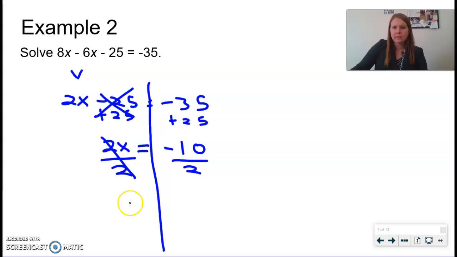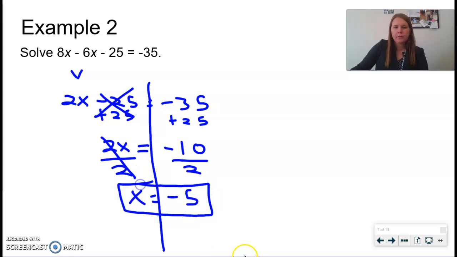2 and 2 cancel, so you're left with x, because 2 divided by 2 is 1. And then negative 10 divided by 2 is a negative 5. Remember, a negative divided by a positive keeps it a negative sign. And that is my solution, or my solved problem for example 2. Okay, take it slowly, step by step. Think about why you're doing each operation so that you understand how to undo them and to get that x or that variable by itself.